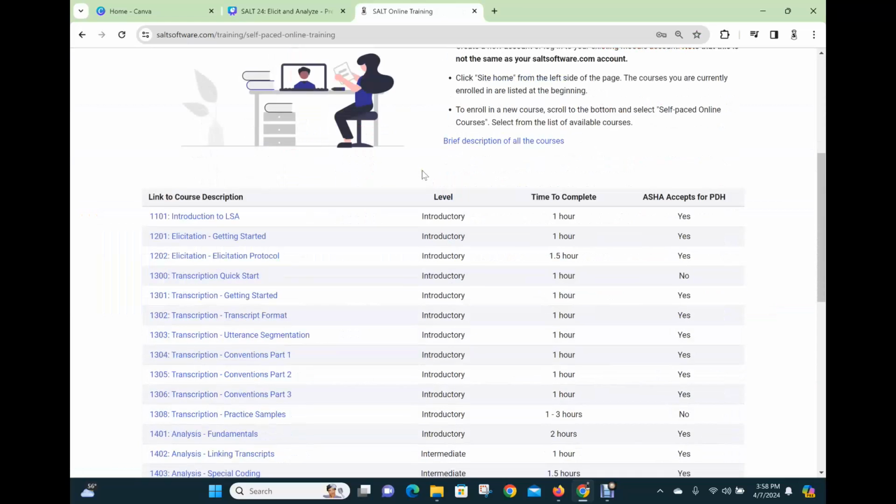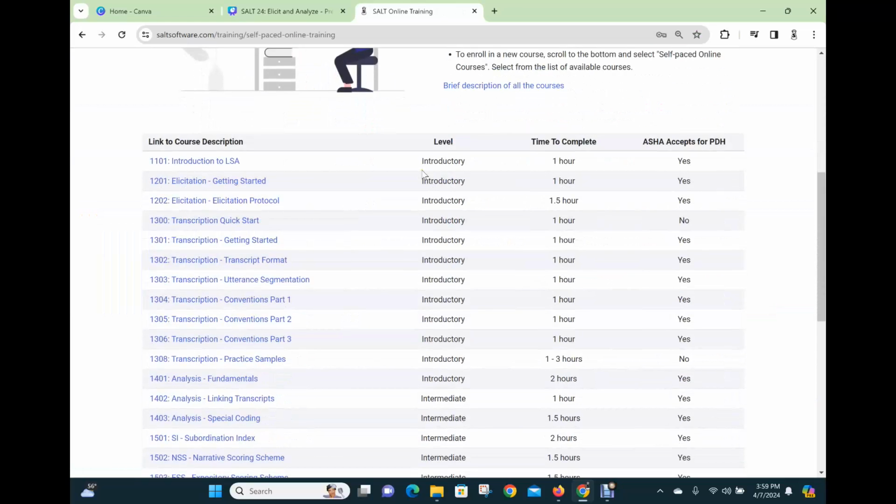And as you can see, we have a lot of classes that are offered. Some of these are available for professional development hours. They're not ASHA CEUs, but if you're keeping track of your own hours, there is a certificate of completion with these courses. They have been timed. So we have an introduction to LSA, language sample analysis. There's a couple on elicitation. And then all of the 1300 series are on transcription.